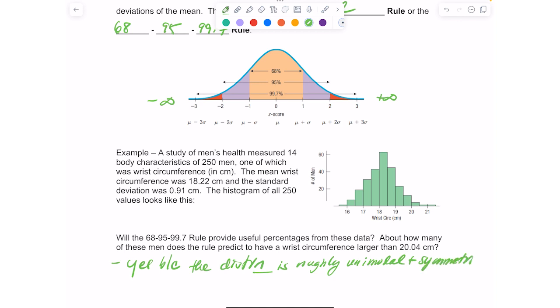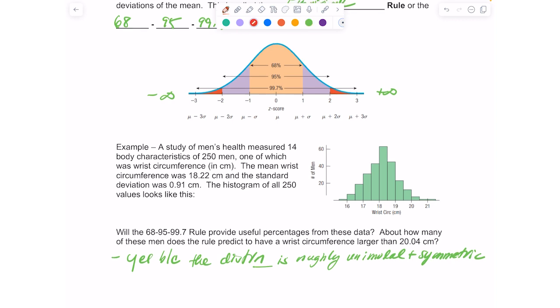Okay, so if that's the case, I can use it to predict something. So I'm looking for how many men the rule predicts to have a wrist circumference larger than 20.04 centimeters. I know that I'm basically looking for 20.04, maybe right about there, and I'm trying to find the area to the right of it. So I need to figure out what percentage of the data fall above that.